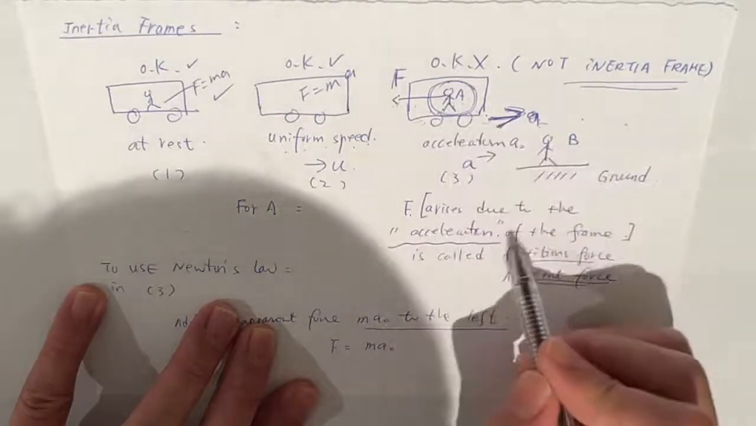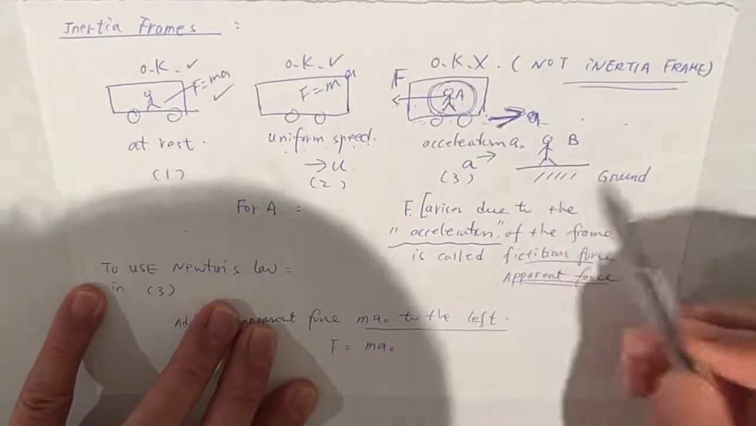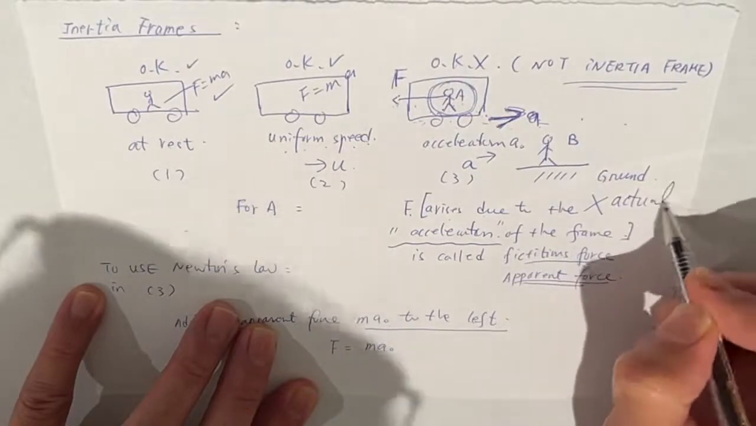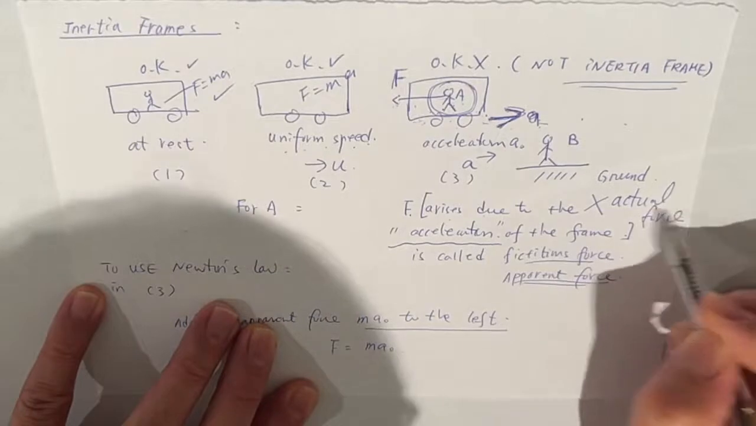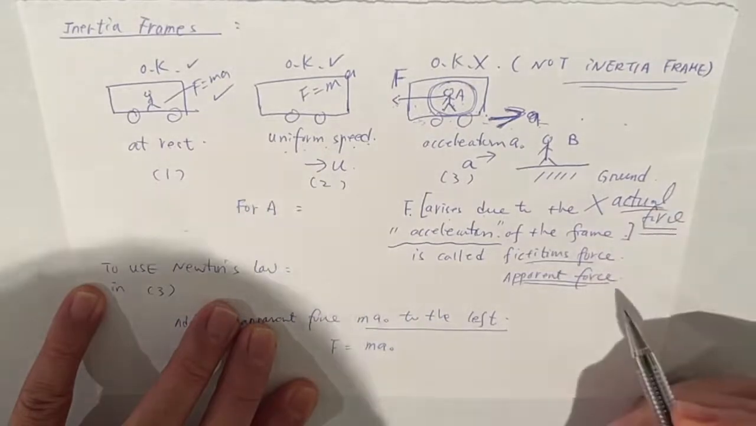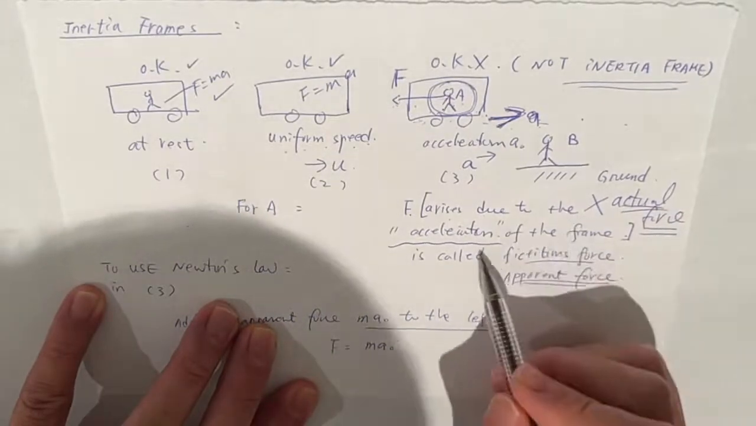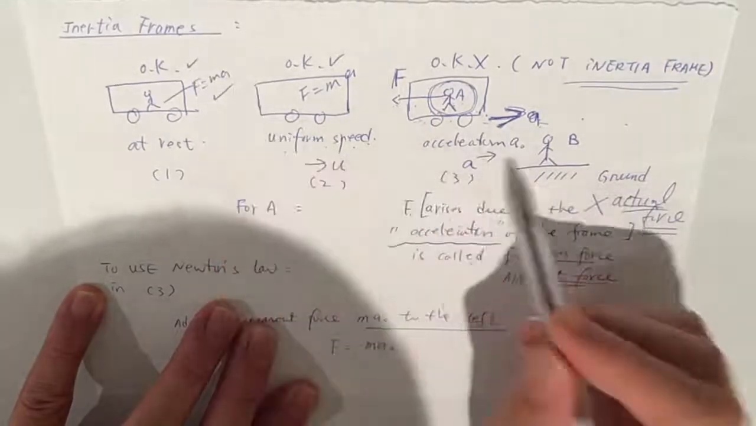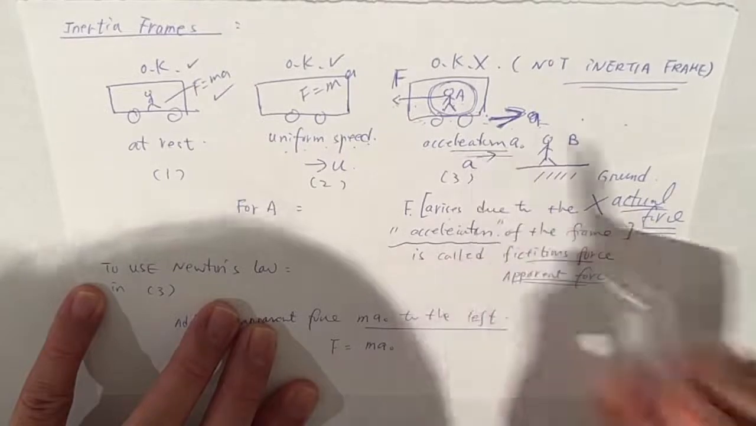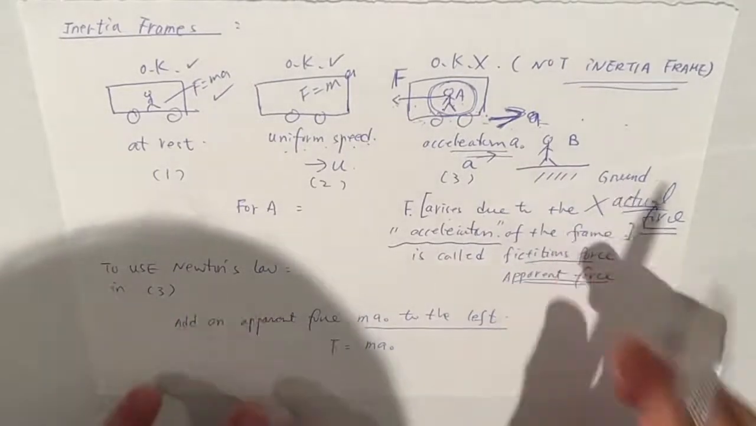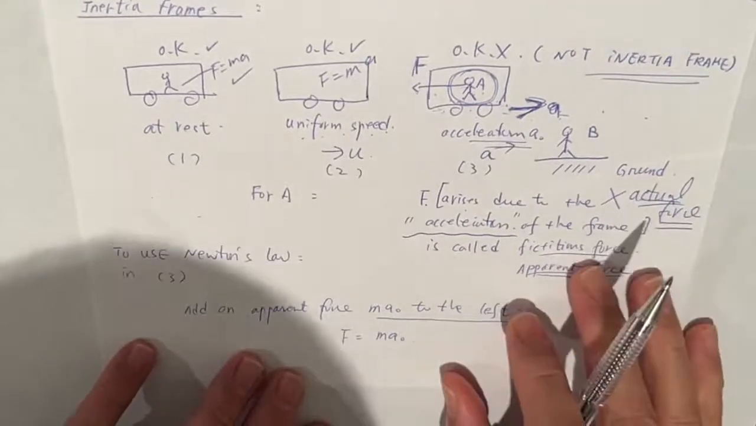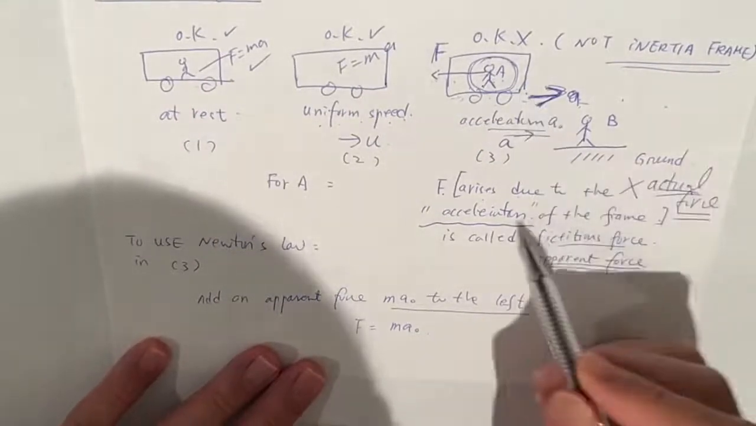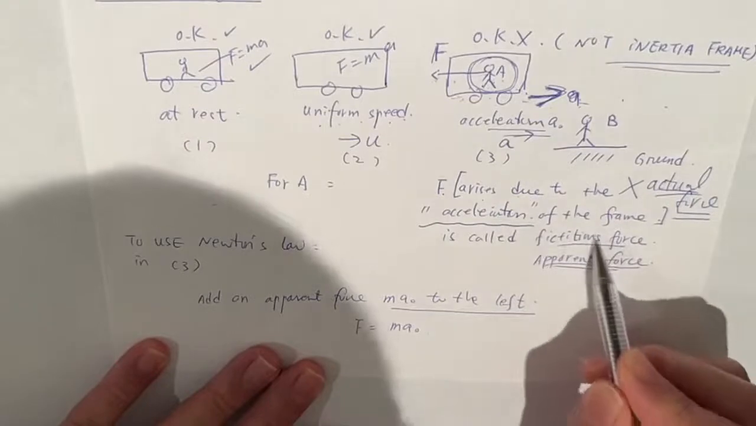But this force is not due to an actual force. No, not an actual force. No physical origin. This force arises mainly due to the change of the frame, i.e. the acceleration of the frame. So, how to make use of the fact that there is a fictitious force here, right?